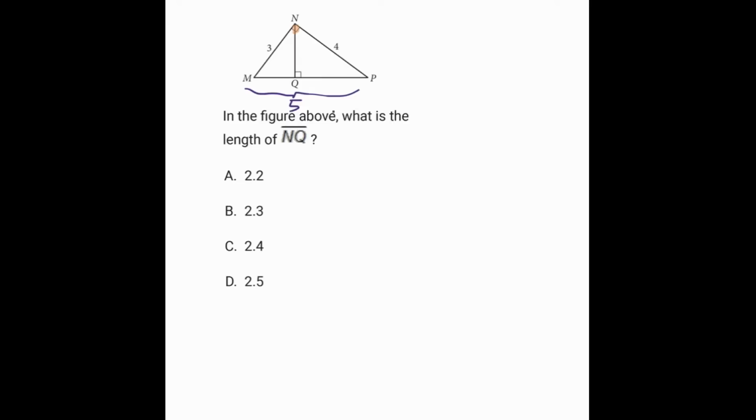So now to find NQ, we have to know the two special rules for the altitude to the hypotenuse of a right triangle. Now, an altitude starts at one of the vertices of a triangle and hits the opposite side at a right angle. That's what an altitude is. So there are some special rules for the altitude to the hypotenuse of a right triangle.